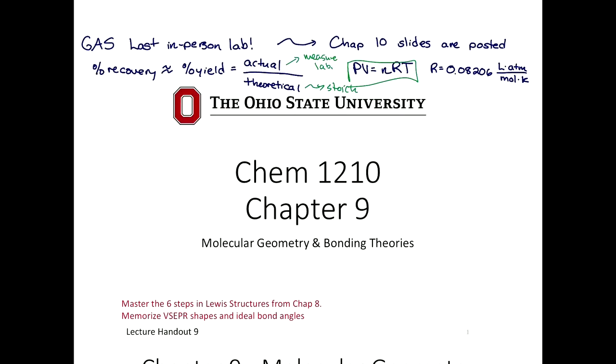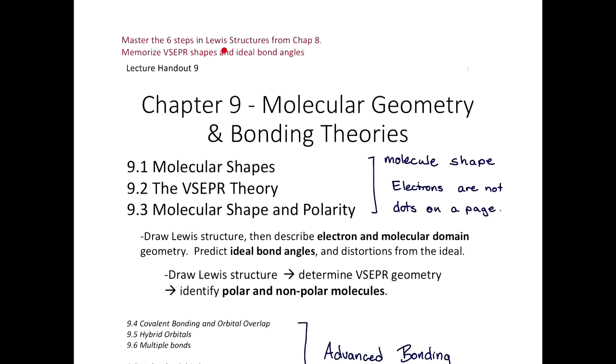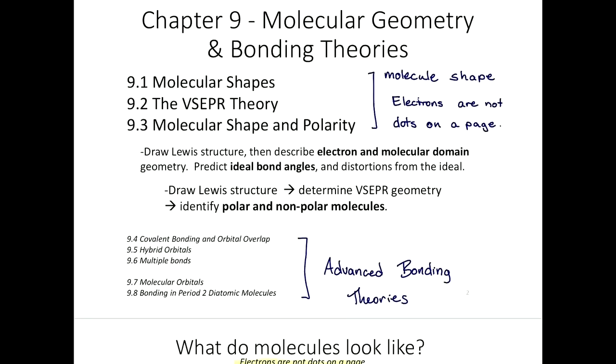Now we'll move on to Chapter 9, where we talk about molecular geometry. Hopefully you spent this weekend not only doing Chapter 7 homework, but also going over the 6 steps for Lewis structures, because we're going to continue on doing that. But now we're going to be using those Lewis structures that we made from Chapter 8 and utilize VSEPR theory to predict the shapes and those bond angles for molecules and how they actually look in real life.